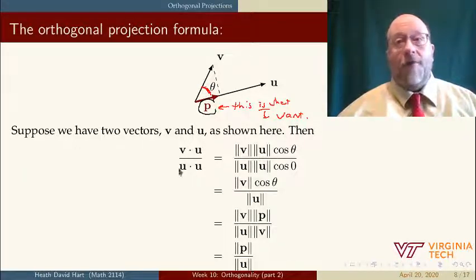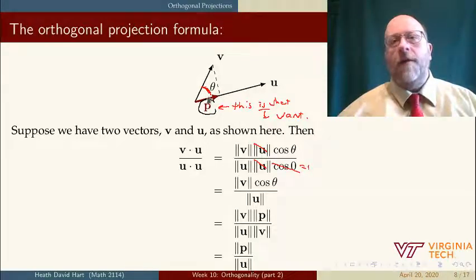And using the same formula, the dot product of u and u is the magnitude of u times the magnitude of u times the cosine of the angle between u and u, which is 0. That's a 0, not a theta. Well, two of the magnitudes of u cancel, and cosine of 0 is equal to 1, so that doesn't change anything. So this expression simplifies to the magnitude of v cosine theta over the magnitude of u.